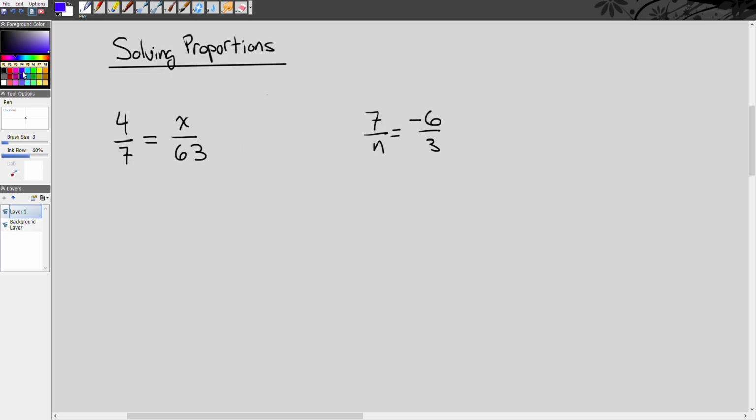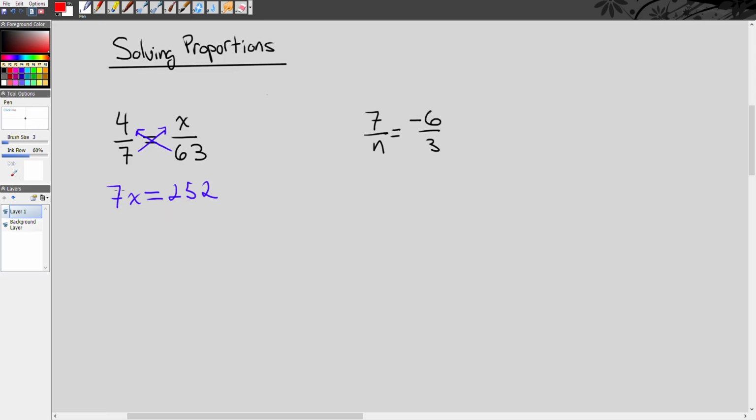The way we solve proportions is we're going to cross multiply, which means you're going to multiply the bottom of one ratio times the top of the opposite ratio. So for example, here I'm going to say, all right, 7 times x, that's 7x. And on the other side, 63 times 4, that is 252. We bring down the equal sign, and now this is a basic multiplication equation.